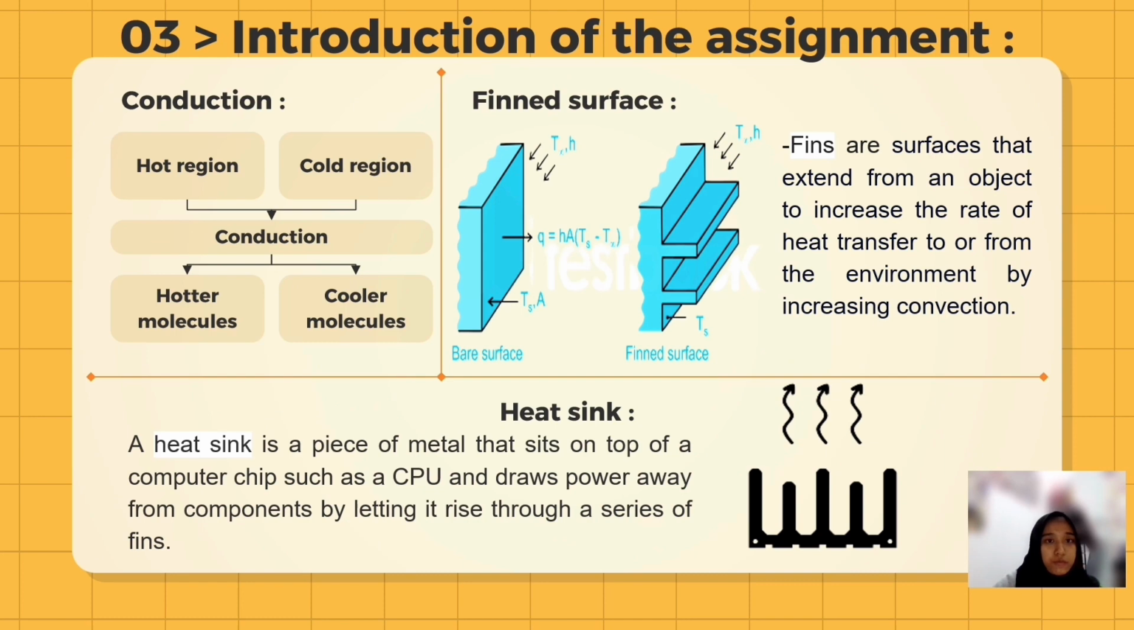Next is fin surface. The fin surfaces are surfaces that extend from an object to increase the rate of heat transfer to or from the environment by increasing convection. The amount of conduction, convection, or radiation of an object determines the amount of heat it transfers. Next is heat sink. A heat sink is a piece of metal that sits on top of a computer chip such as a CPU and draws heat away from components by letting it rise through a series of fins. By themselves, heat sinks are passive, meaning they have no moving parts.